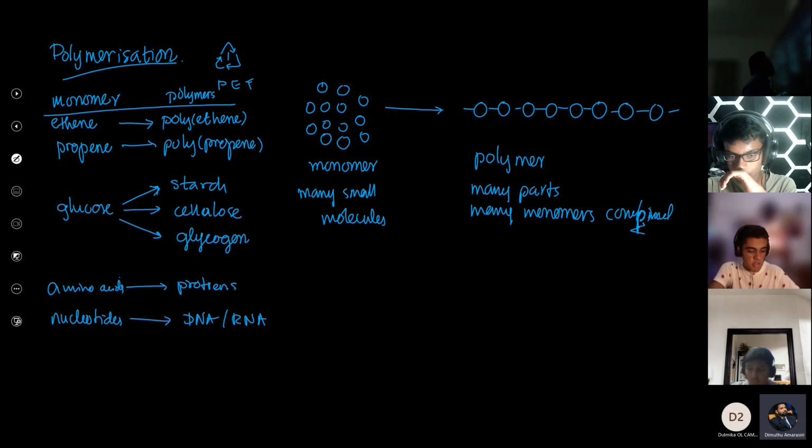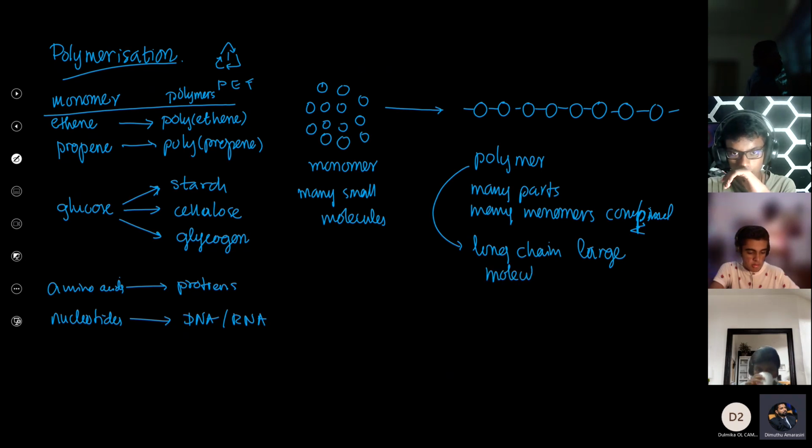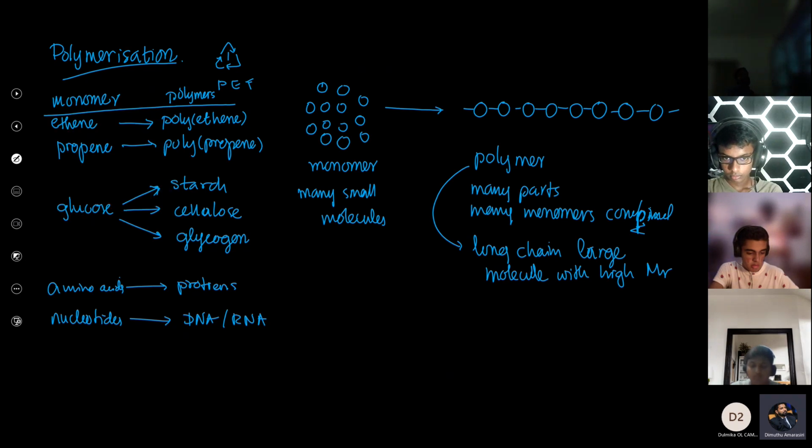And also, a polymer is a long chain, large molecule with high molar mass. So this process in which monomers are converted to polymer is what you call polymerization. This is the one called polymerization. Tell me, a known process of polymerization.